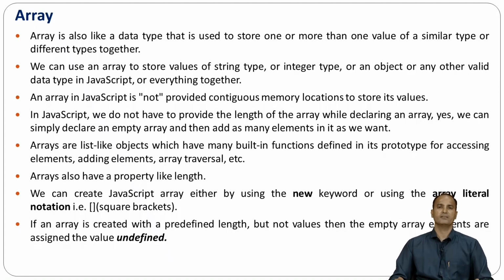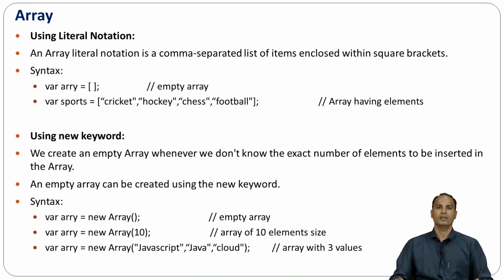We can create a JavaScript array either by using the new keyword or using the array literal notation, the square bracket symbol. If an array is created with a predefined length but no values, then the empty array elements are assigned the value undefined. How do we declare?